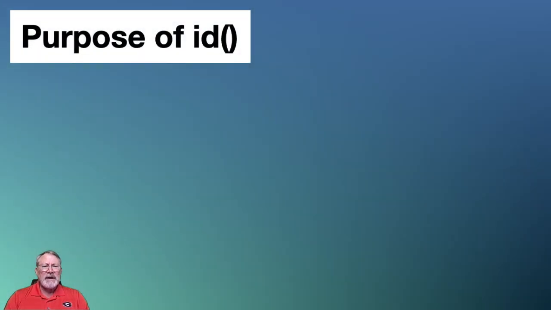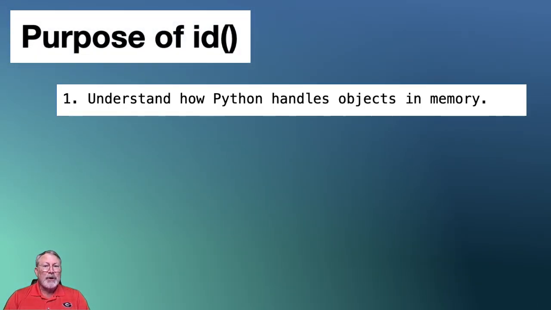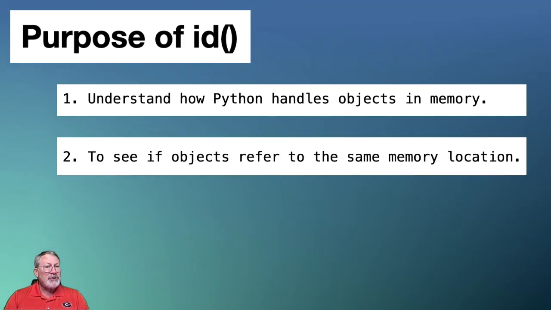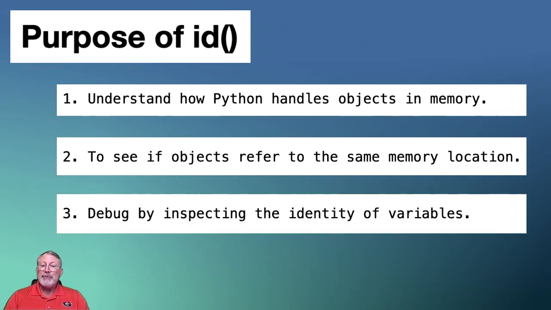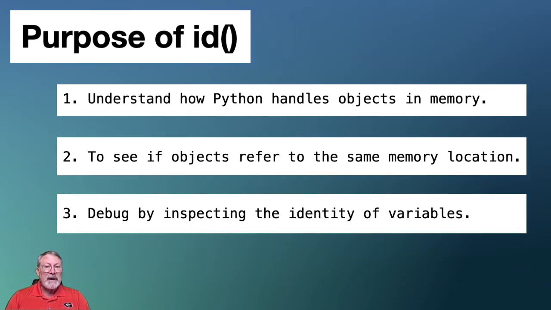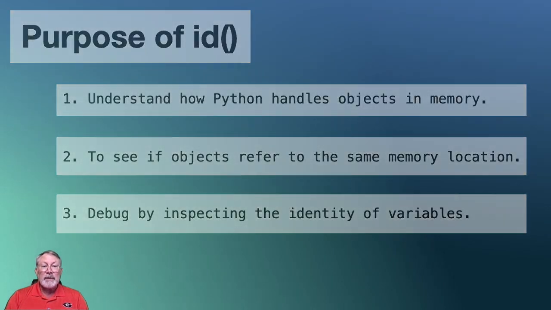So why use ID? It helps you, one, to understand how Python handles objects in memory, two, to compare objects to see if they refer to the same memory location, and three, to debug programs by inspecting the identity of variables.